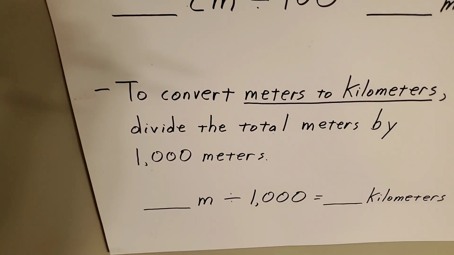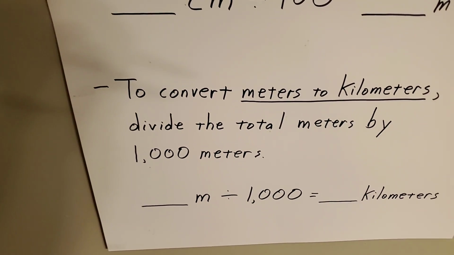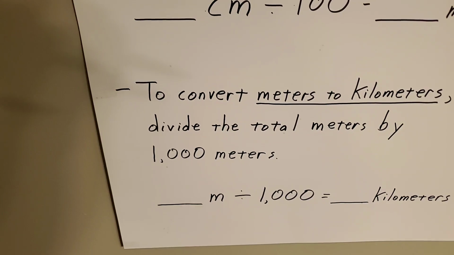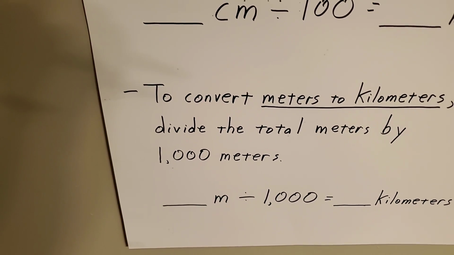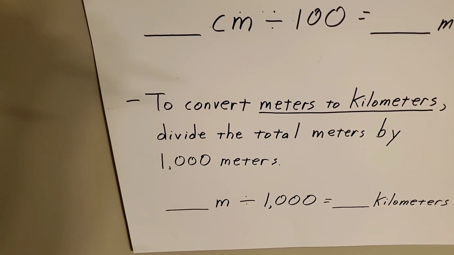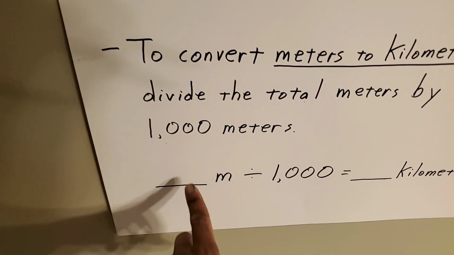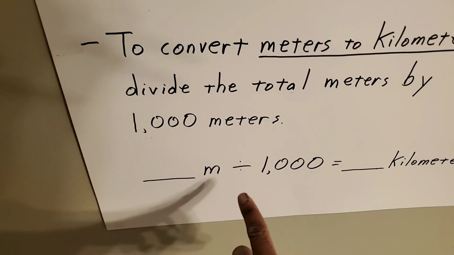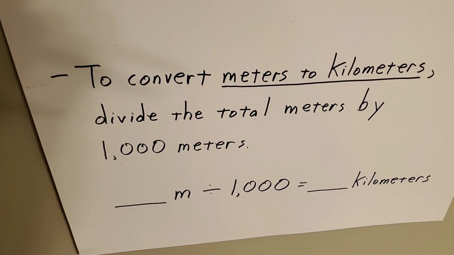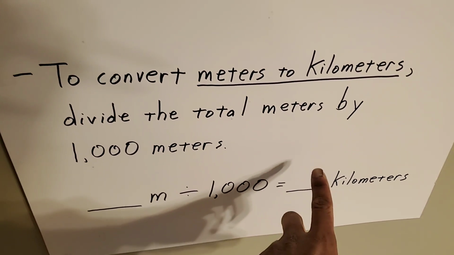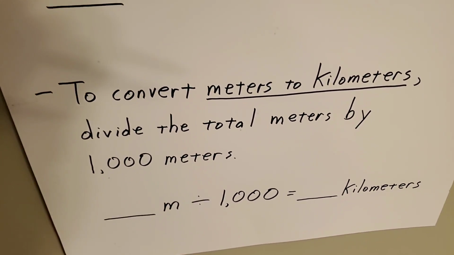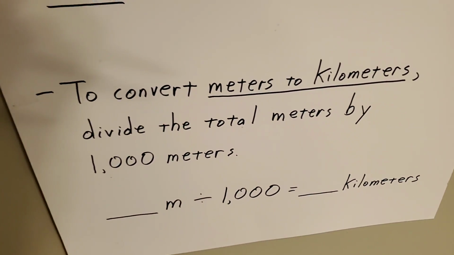So let's say I wanted to measure a tree, or a building. Maybe I want to measure how far you jogged or how far you rode on your bike. You would take that length in meters, write down the meters. After you write down the meters, you divide it by 1,000, and that will tell you how many kilometers. So that is how you convert meters to kilometers. You divide the total meters by 1,000, and that will give you the total kilometers.